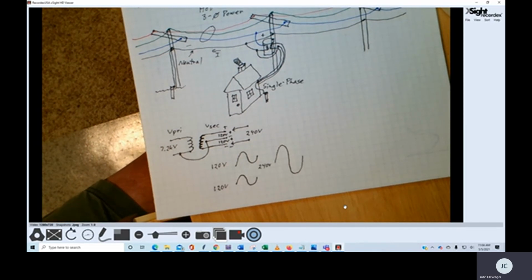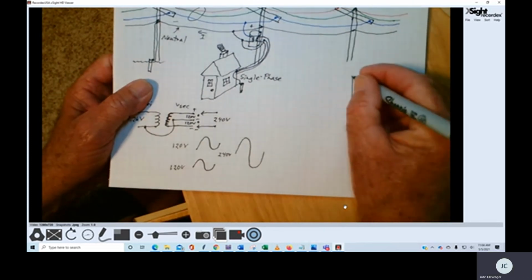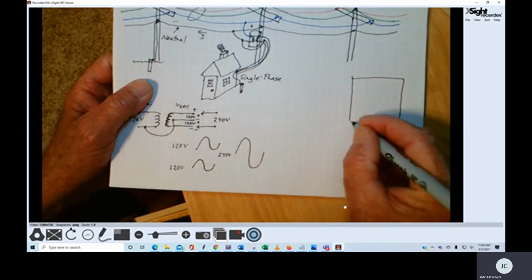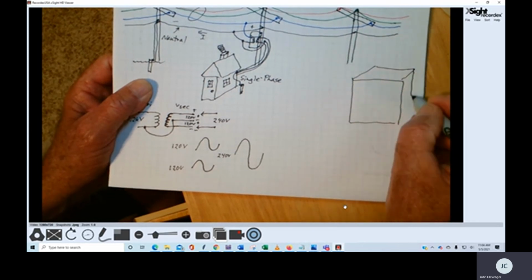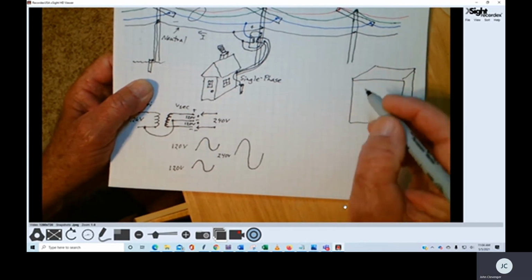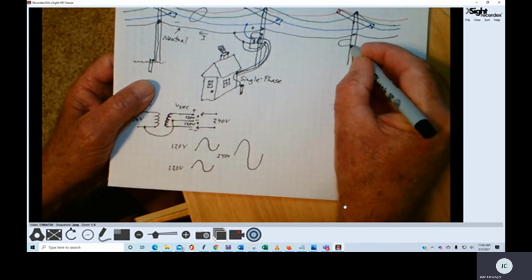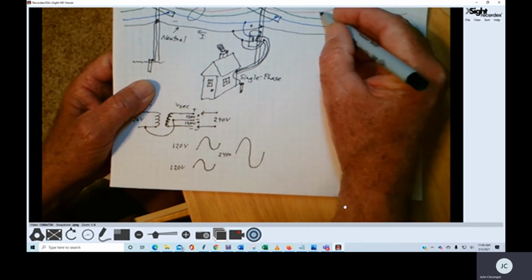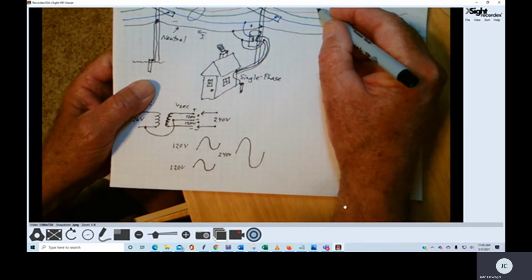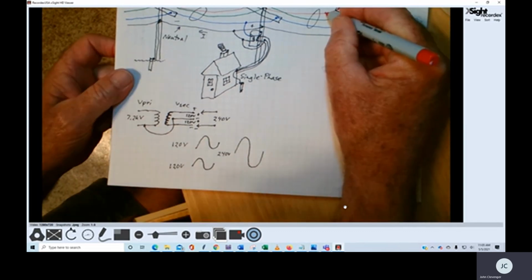Now, for our commercial and industrial facilities, let's draw a big commercial facility. It looks like a box. What they do is they would have a transformer here. And of course, this transformer would take all 3 of these wires. All 3 of the wires go into the transformer.